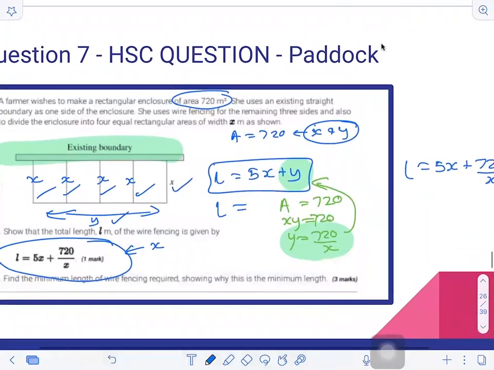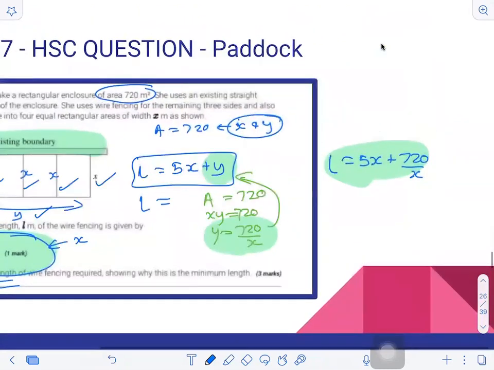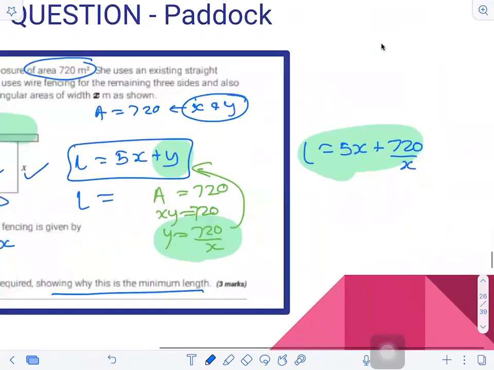And if you look at this here, there you go. That's exactly the same thing. All right, so the next step now is the calculus part. Find the minimum length. So we're after a minimum here. So we need to differentiate, and we have to show why it's a minimum. So that's like your A double dash stuff.